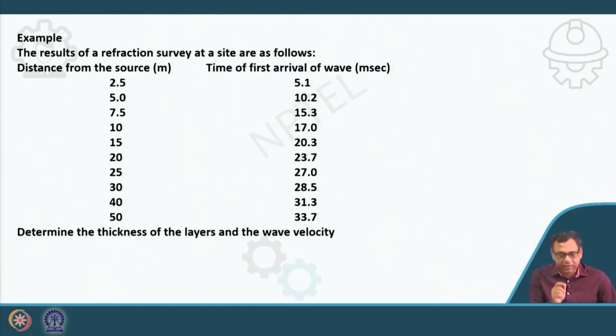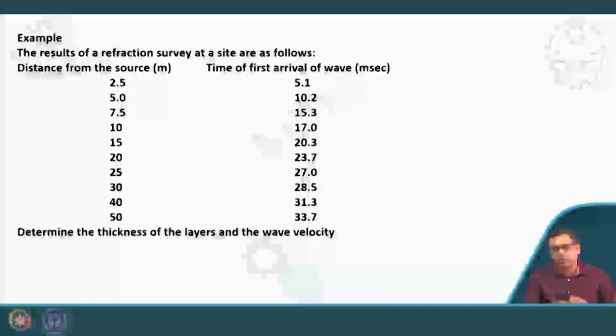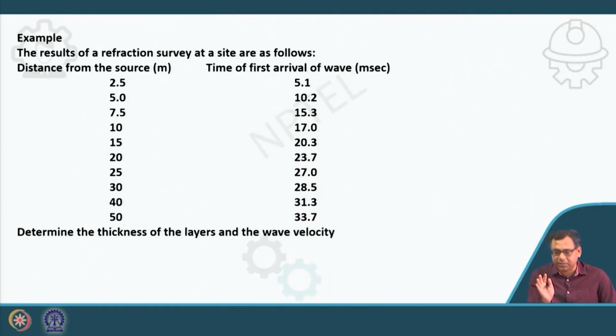So, we know the position of the geophone or the receiver. Here the distances from the source to the receiver are given as 2.5 meter, 5 meter, 7.5 meter, up to 50 meter, and the corresponding first arrival time of the wave. This is the advantage here: unlike the seismic reflection test, we will not get the arrival times of two waves, the direct wave and the reflected wave. Here, whether it is a direct wave or a refracted wave, it will automatically come, but we will measure the first arrival time of the wave, in milliseconds. So, determine the thickness of the layers and the wave velocities. That is what we have to do.